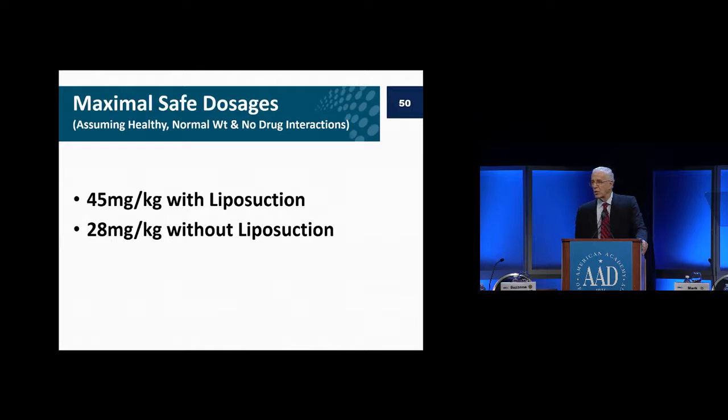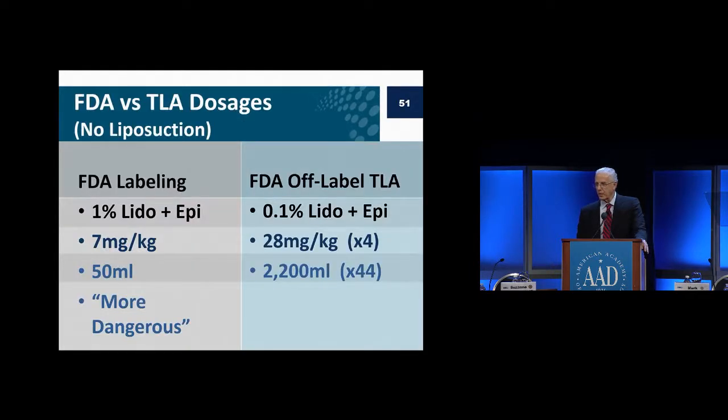So my conclusions were that 45 milligrams per kilogram is a safe dosage with liposuction and 28 milligrams per kilogram without liposuction. And here's comparing the FDA-approved dosage and the TLA dosage. You can see that with the FDA, we're allowed 7 milligrams per kilogram. With TLA, it's 28 milligrams.